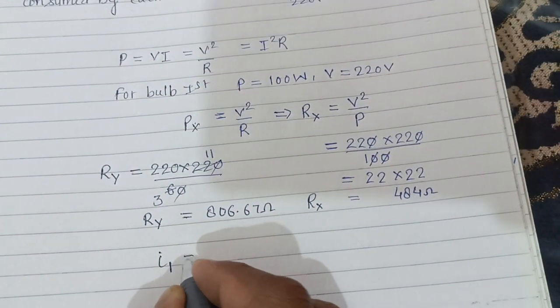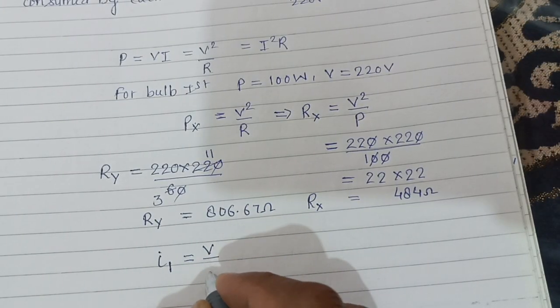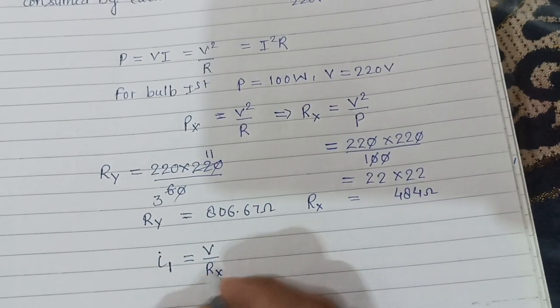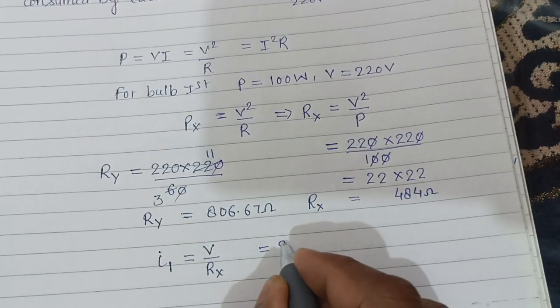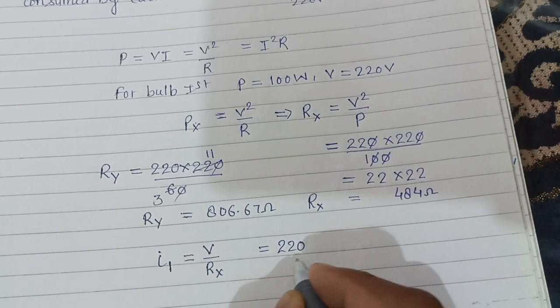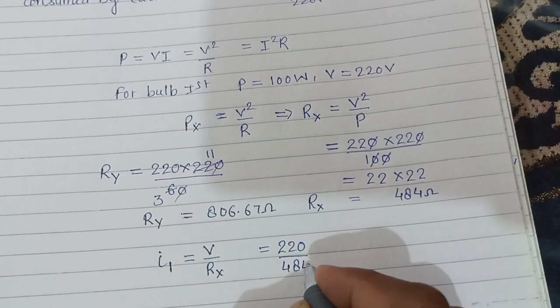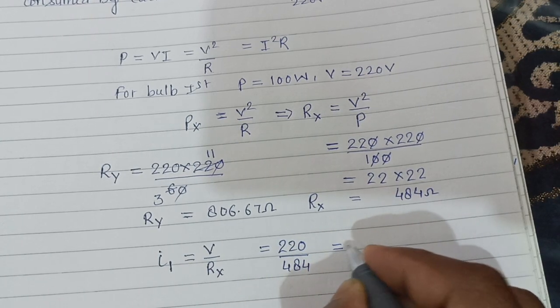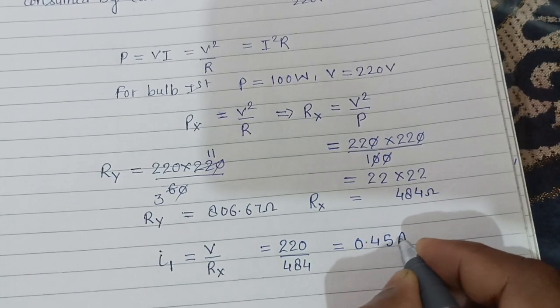So I1 is equal to, by Ohm's law, V upon Rx. V is 220 and Rx is 484. So solving this, we will get 0.45 ampere.